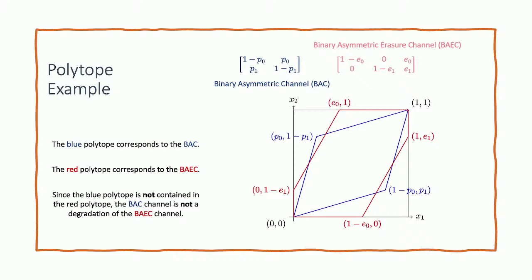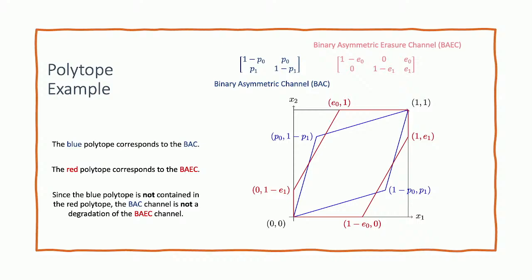Good. So here's a visual example of a BAC and a BAC. And all BACs always look like this blue and this red polygon. This blue one represents the BAC. This red one represents the BAC. And since the polytope is not contained in the red polytope, the BAC is not a degradation of the BAC channel. And from this picture, you can already see a visual proof of how to find a BAC in general.